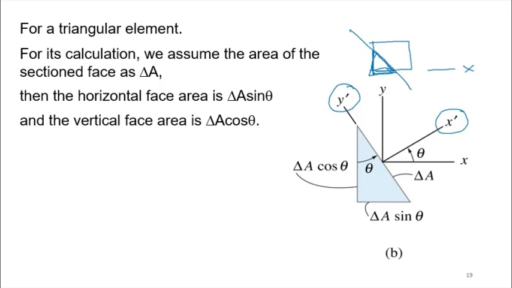And before we do our analysis on the triangle, first we need to define the area. Now, the slanted surface is delta A, right? That's the primary area for the analysis. While the vertical surface here is delta A cos theta, and the bottom surface here is delta A sin theta. Okay?